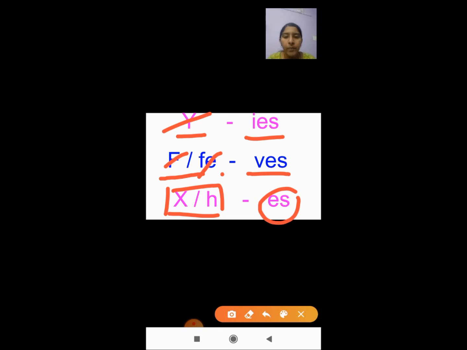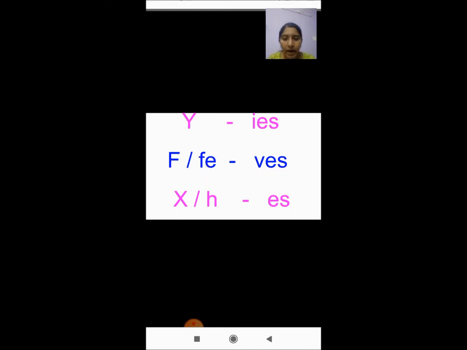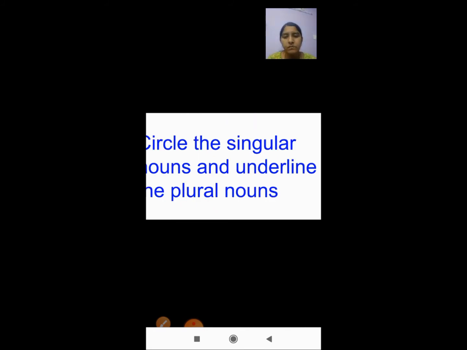Okay, children? Whenever you see a Y, you will change it to IES. When you see F or FE at the last, you will remove it and add VES. And whenever you see X or H, we are just going to add ES to that word. So these are the three things you have to remember when you are writing singular and plural.